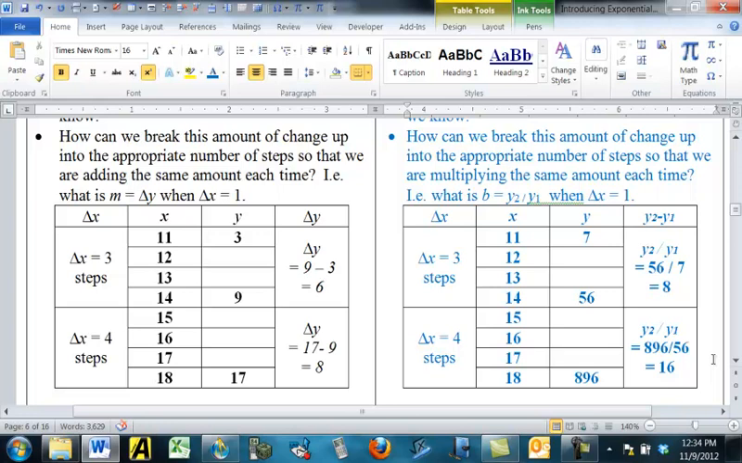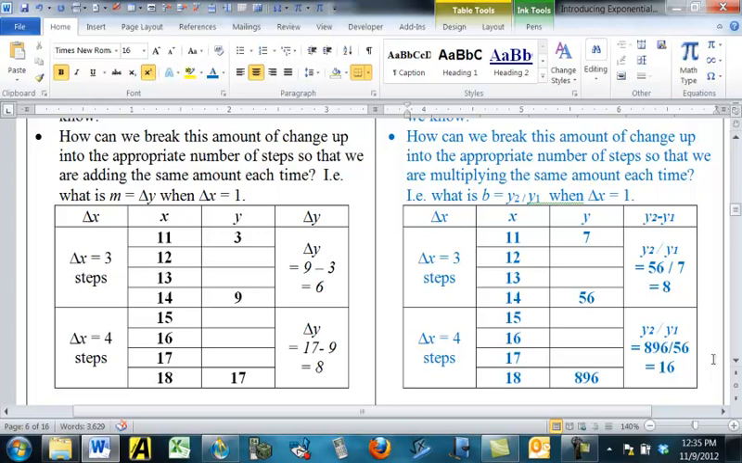Okay? So look at what we've got here. We're going to focus on the linear side for just a minute. The delta x is 3 going from 11 to 14. In other words, there are 3 steps. From 11 to 12 is 1 step, 12 to 13 is the 2nd step, 13 to 14 is the 3rd step. And then from 14 to 18, there's actually 18 minus 14, which is 4 steps. 14 to 15 is 1 step, 15 to 16 is the 2nd step, 16 to 17 a 3rd step, and 17 to 18 is a 4th step.